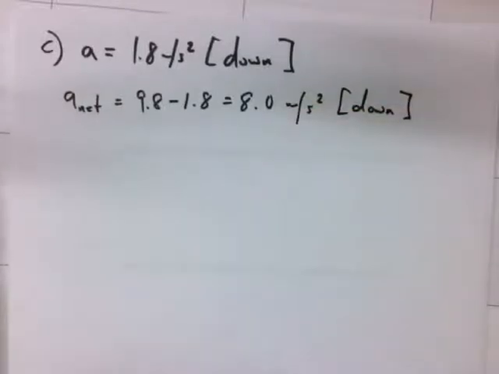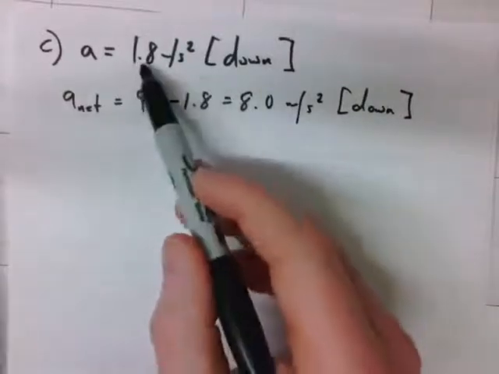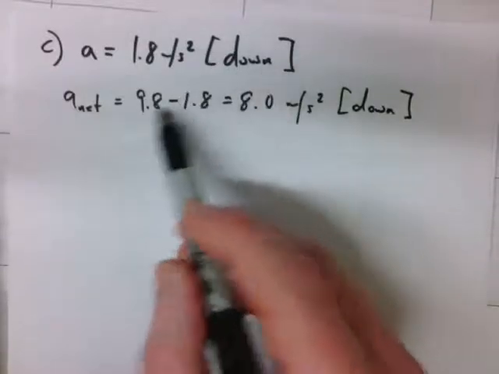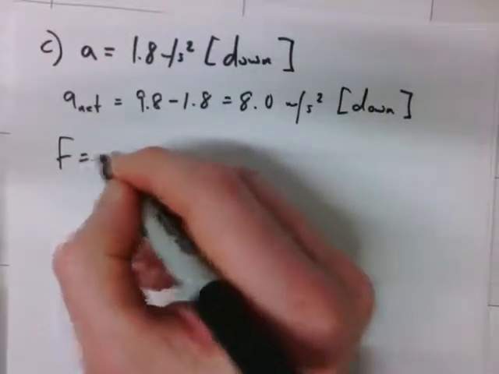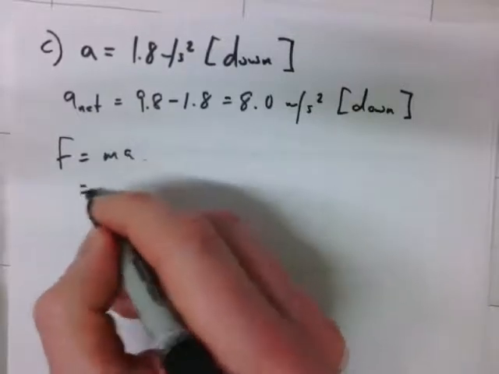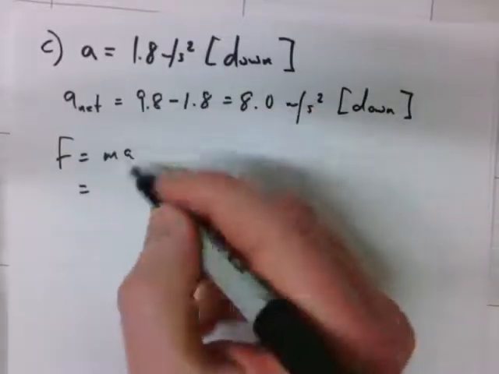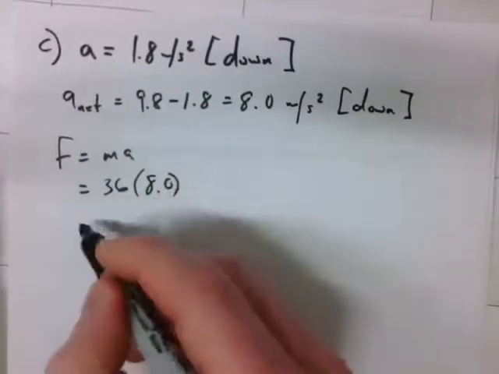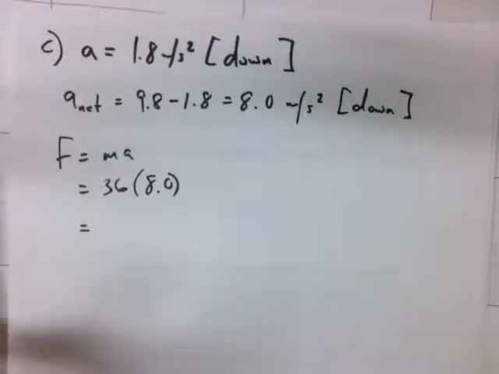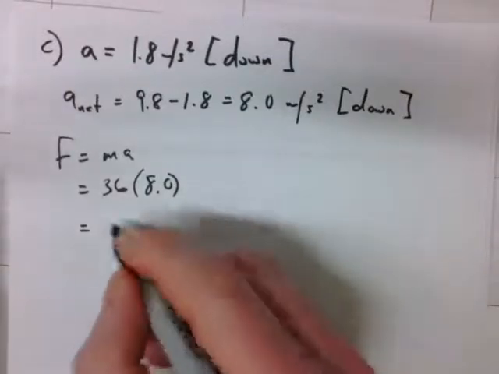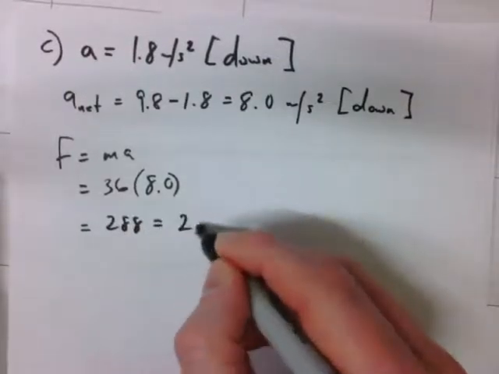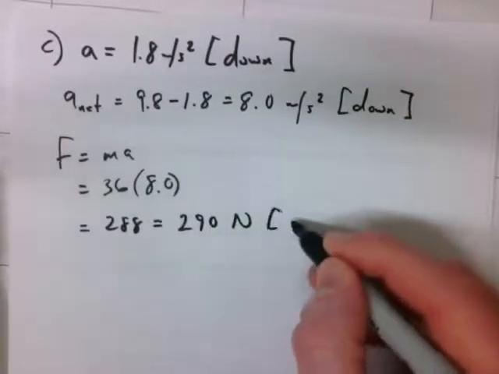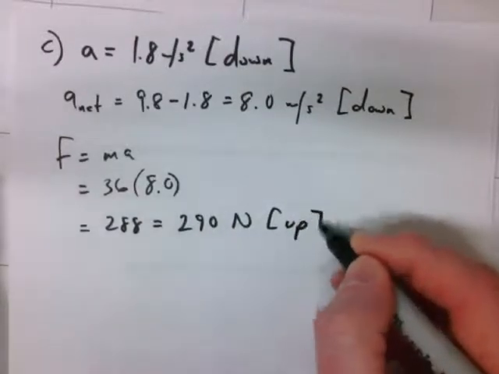If you go up in the elevator, sometimes your knees buckle a little bit, and that's because there's more force. In that case, if it was going 1.8 meters per second squared up, then you would add it to the 9.8. So if F equals ma, what's the mass of this kid? 36 times 8. 36 times 8 is 288. Sig figs will be 290 newtons up, because we're still talking normal force.